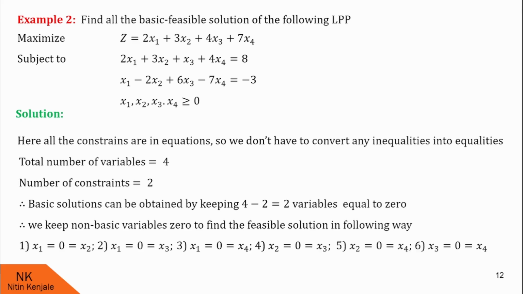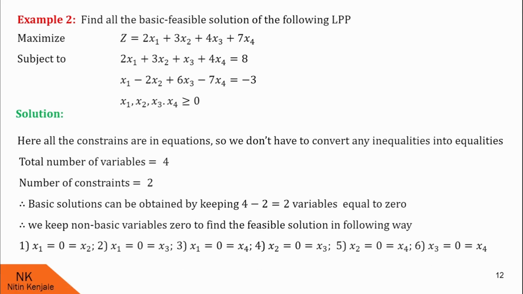way. So these are all possible combinations of these 4 variables. It is x1, x2 equal to 0, x1, x3 equal to 0, x1, x4 equal to 0, x2, x3 equal to 0, x2, x4 equal to 0, and finally x3, x4 equal to 0. So from these 4 variables, we got 6 combinations of non-basic variables.